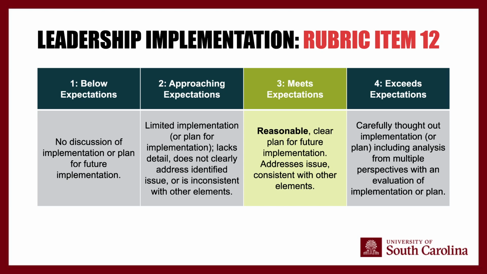In the last rubric item, item 12, it addresses the leadership implementation plan. The score of 3 states that you must develop a reasonable and clear plan for future implementation and that you address the issue consistent with other elements. This means that your implementation plan should be reasonably achievable for you personally. This is what the reasonable language is referring to in the rubric.